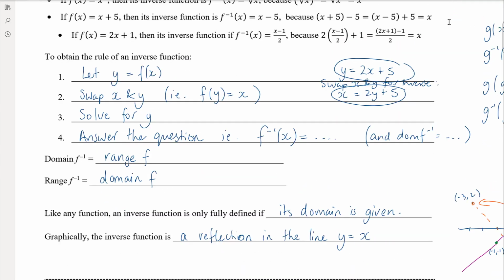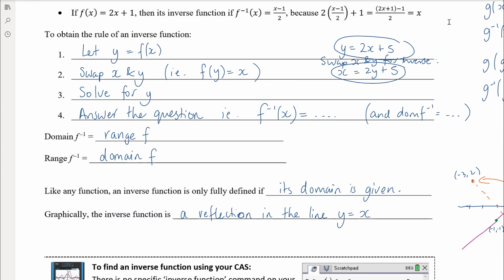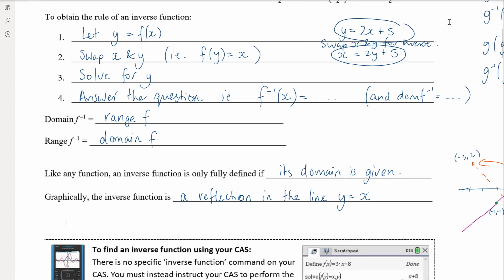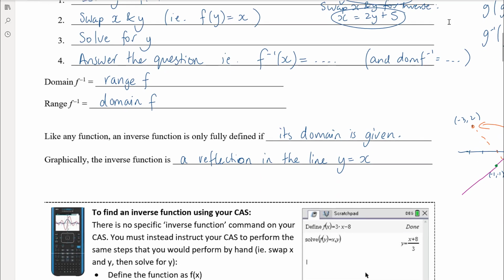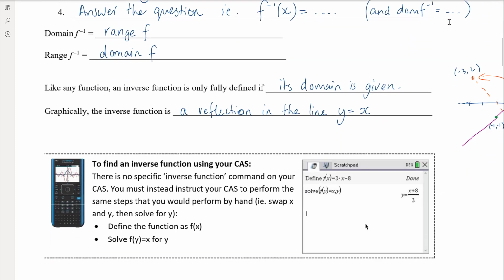The process: we swap x and y, we solve for y, we make sure we answer the question, we give the domain. Graphically what we're seeing here is a reflection in the line y equals x. In terms of your CAS, I haven't got my CAS open here, but this box covers everything needed. There is no magical instruction to tell your CAS to find an inverse function. You can tell your CAS to do the maths that's needed.